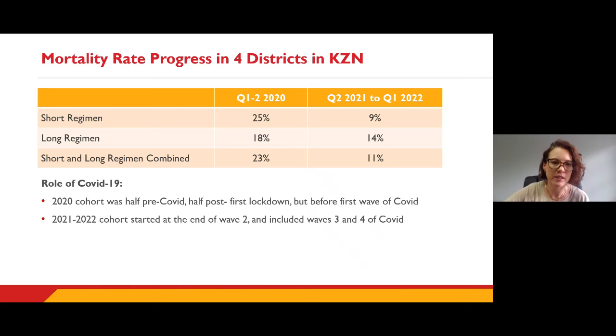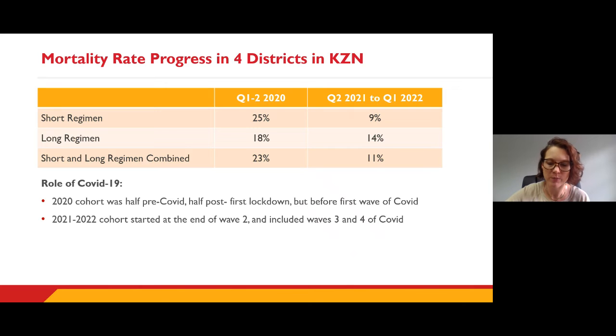And just finally, just a note that it's maybe a little bit less doom and gloom, because mortality presentations can be a little bit gloomy. Just some of the progress that has been made in KZN. So in these districts, I haven't put together for the whole province, but this was looking at these districts and these specific cohorts that we were reviewing. So quarter 1 to 2, 2020, and then quarter 2 2021 to quarter 1 2022, we can see that there have been gains made in mortality rates.